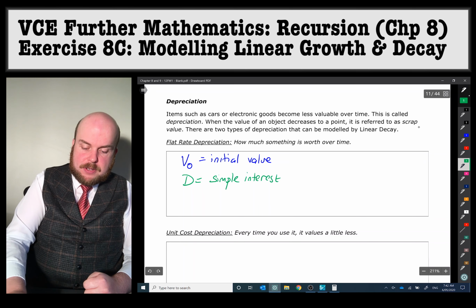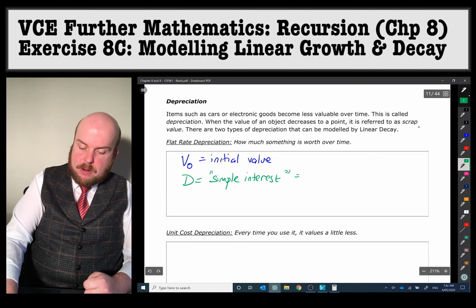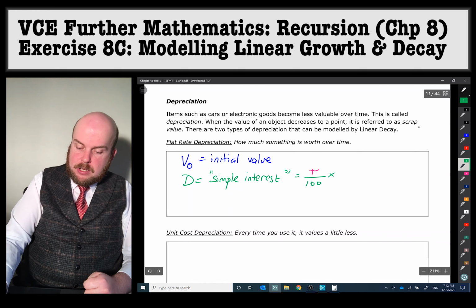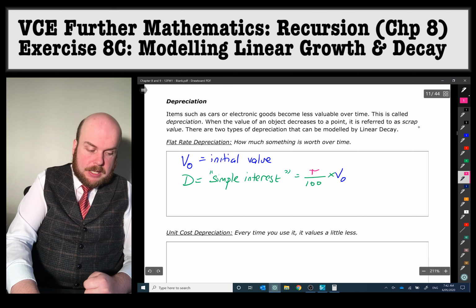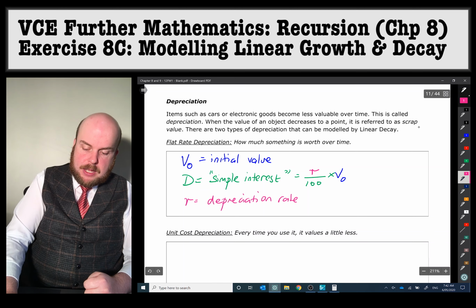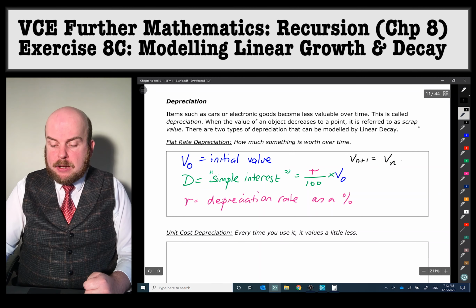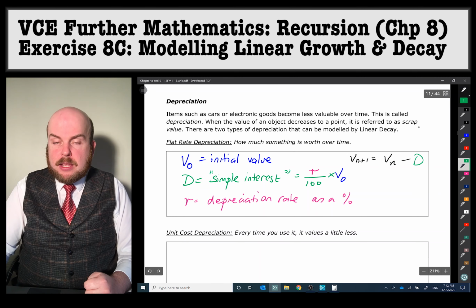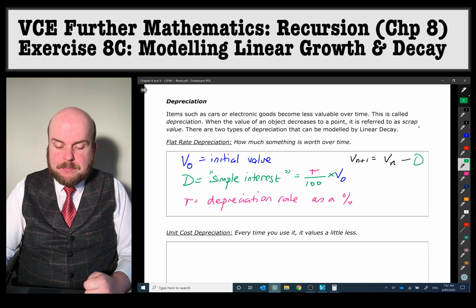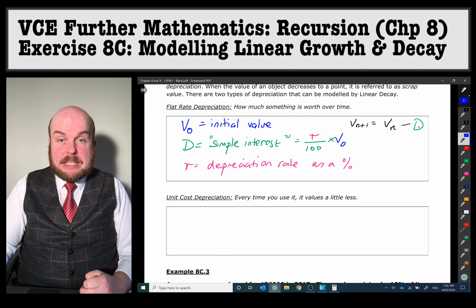And I'm just going to put inverted commas. Depreciation rate. The recurrence relation will, instead of plus D, we're taking away the amount each time. Now, unit cost works slightly differently.